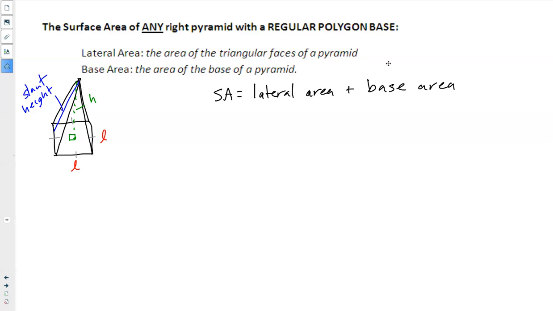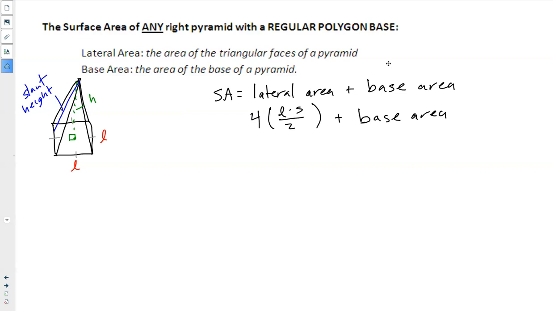Now, to calculate the lateral area, we have four triangles multiplied by the length of the base multiplied by the slant height divided by 2. Length times the slant height divided by 2, that is the formula for the area of a triangle. So that's our lateral area, and because we have 4 of them, it is 4 multiplied by length times slant height divided by 2.